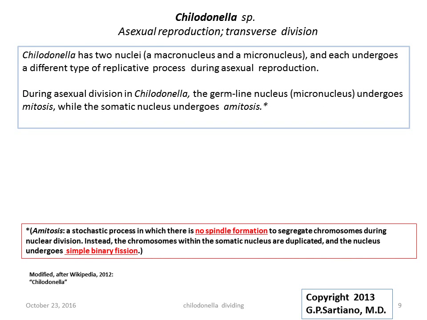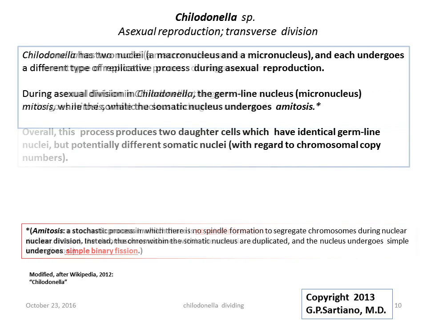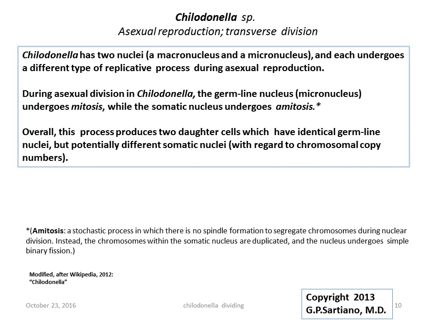Parenthetically, amitosis is a process of cell division in which there is no mitotic spindle formation, and the duplicated chromosomes of the somatic nucleus are simply separated by binary fission. Overall, this process produces two daughter cells which have identical germline nuclei, but potentially different somatic nuclei.